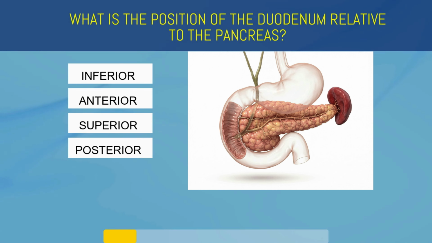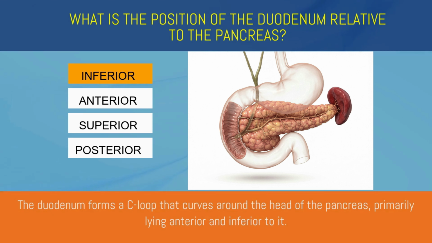What is the position of the duodenum relative to the pancreas? Inferior, anterior, superior, or posterior? Inferior. The duodenum forms a C-loop that curves around the head of the pancreas, primarily lying anterior and inferior to it.